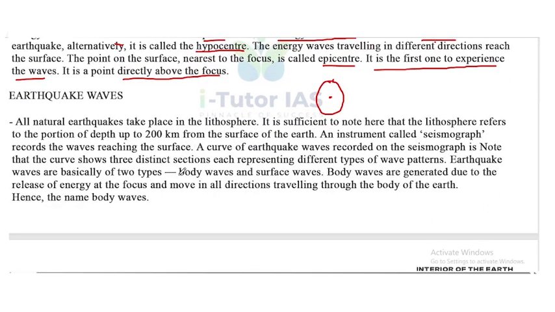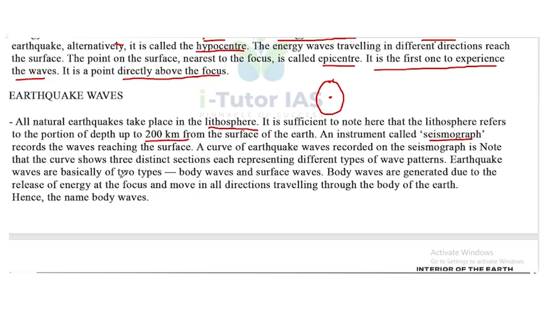Now, earthquake waves. All natural earthquakes take place in the lithosphere. It is sufficient to note here that the lithosphere refers to a portion of depth up to 200 km from the surface of the earth. An instrument called a seismograph records the waves reaching the surface. The curve shows three distinct sections, each representing a different type of wave pattern.